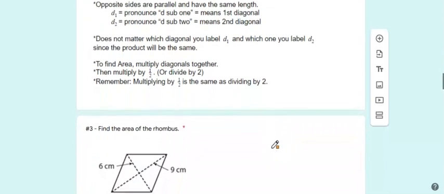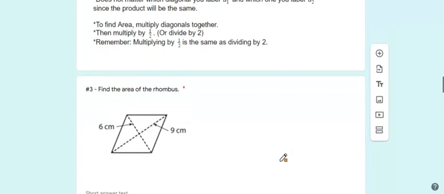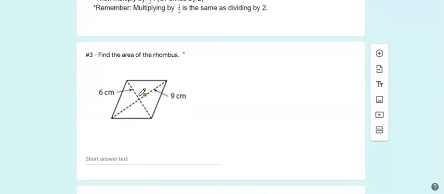So here, number 3, here's my rhombus. As you can see, it kind of looks like a kite. And I have these diagonals from this corner to this corner, right? This dashed line is a diagonal, and it tells me this is 9 centimeters. So let me call this D sub 1, my first diagonal. And then from this corner to this corner, another dashed line. That is my second diagonal, which is telling me it's 6 centimeters.